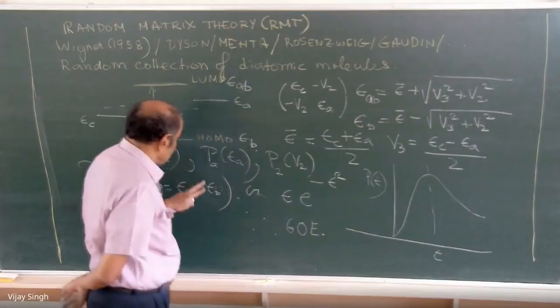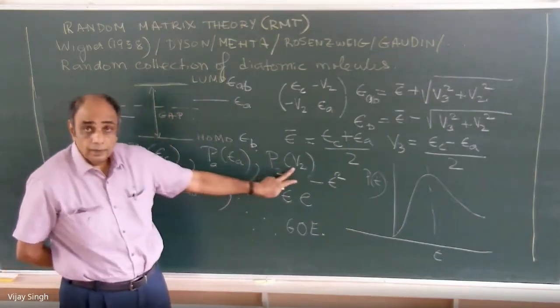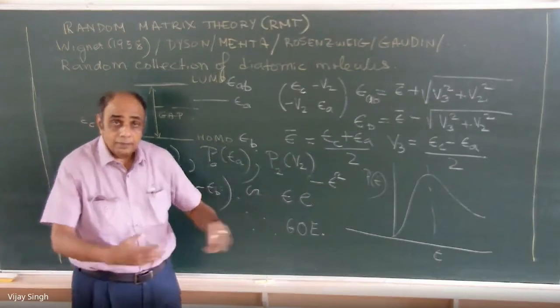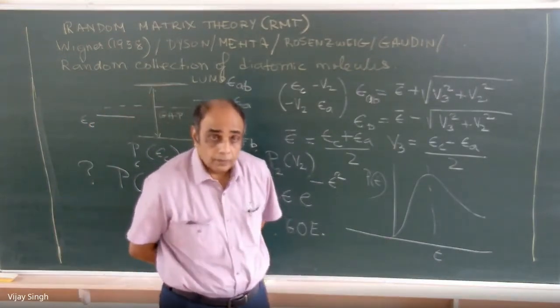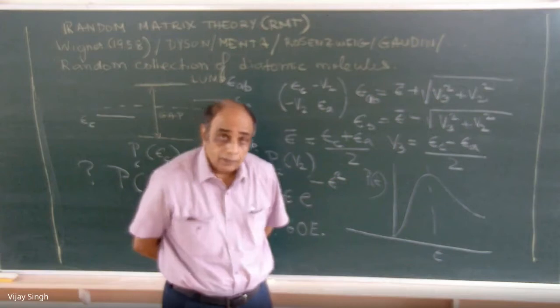Yes, this is John. I couldn't get why there's a probability distribution P of epsilon A and P of epsilon C and P of epsilon B2. Why is there this probability distribution? Yes. Because you have a random collection of molecules. Okay, so are we trying to form a 2x2 matrix of the similar form? That we will see, what we are trying to do. We have not yet come to it.